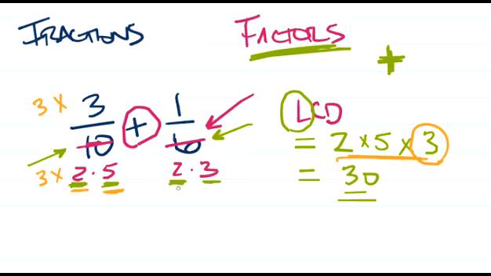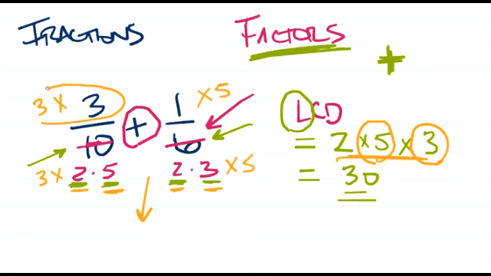And we do the same thing on the other side. So I've got my 2 and I've got my 3, but this time I'm missing my 5. So I multiply by 5 over here, and I multiply by 5 over here. And now let's rewrite our problem.